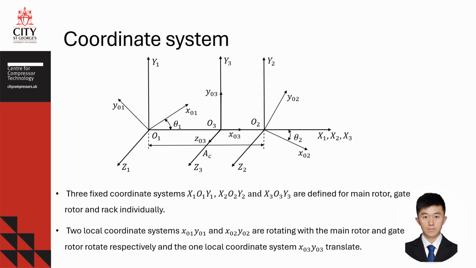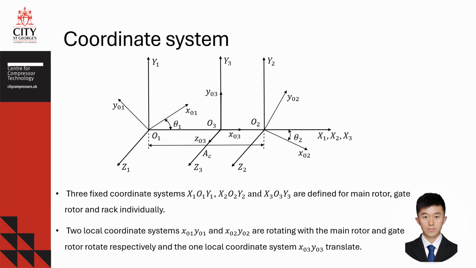The first step in rotor profile design is to establish and understand the coordinate systems. Three fixed coordinate systems, x1, o1, y1, x2, o2, y2, and x3, o3, y3 are defined for the main rotor, gate rotor, and rack respectively. Additionally, two local coordinate systems, x01, y01, and x02, y02, rotate along with the main rotor and gate rotor fixed coordinate systems individually. A third local coordinate system, x03, y03, undergoes translation. The center distance between the main and gate coordinate system is denoted as AC.